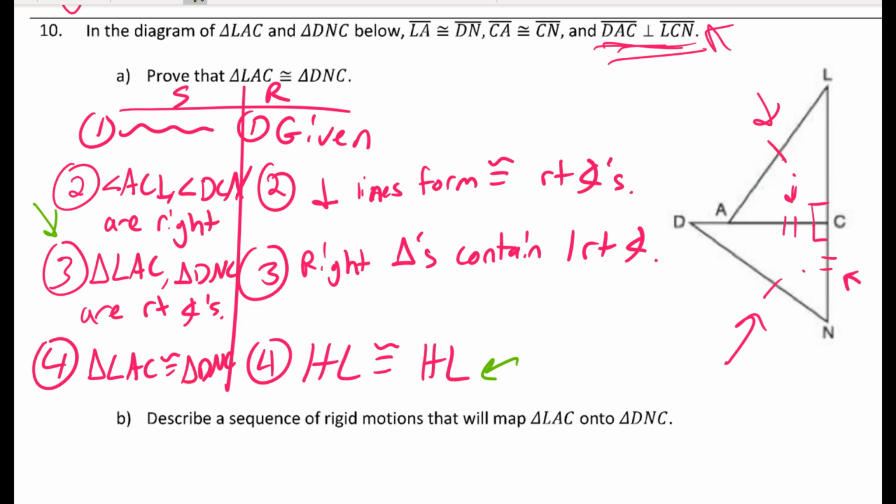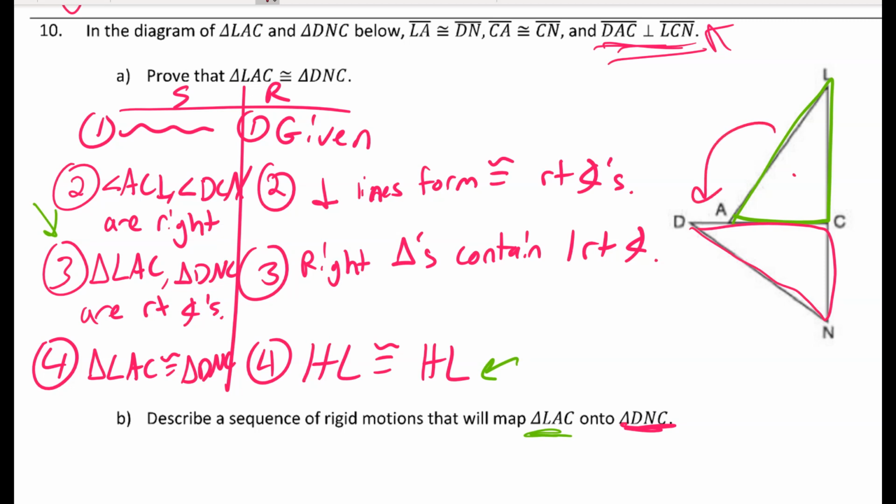Now, if I wanted to describe a series of rigid motions that would map triangle LAC, so I'll erase this markup right here, this triangle right here, onto triangle DNC, well, it looks to me like if I just spun it around, maybe counterclockwise by 90 degrees, it would land right on top of it. So this one right here could be a 90-degree counterclockwise rotation.